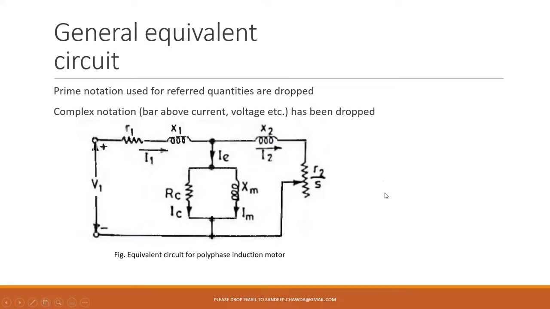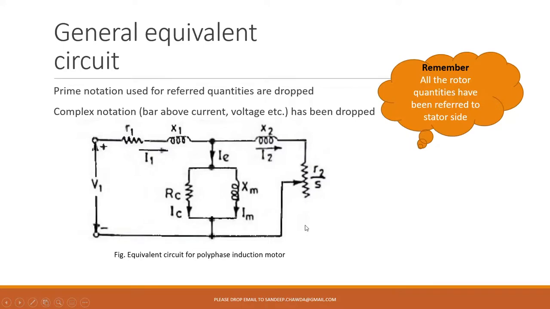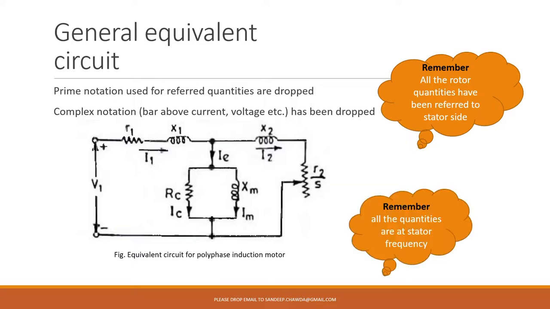On the rotor side, what you could see here is X2, I2, R2 by S. Here, what you need to remember is that, because the notations are removed, the rotor parameters are referred to the stator side. That you must remember, keep it in your mind. All the parameters here, as we already discussed, are at line frequency, the supply frequency.